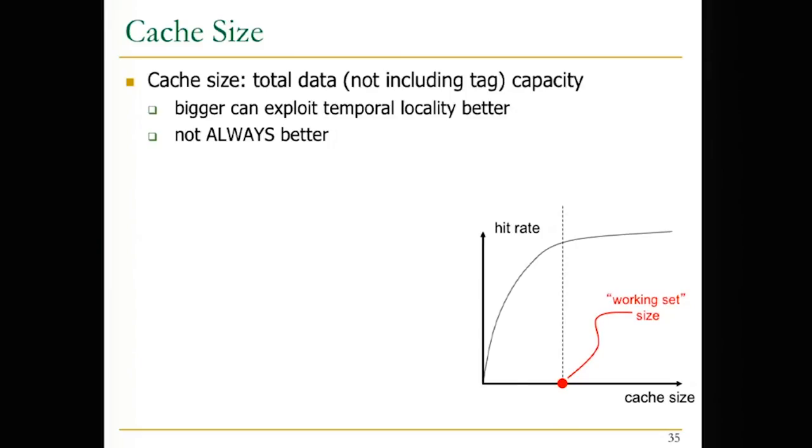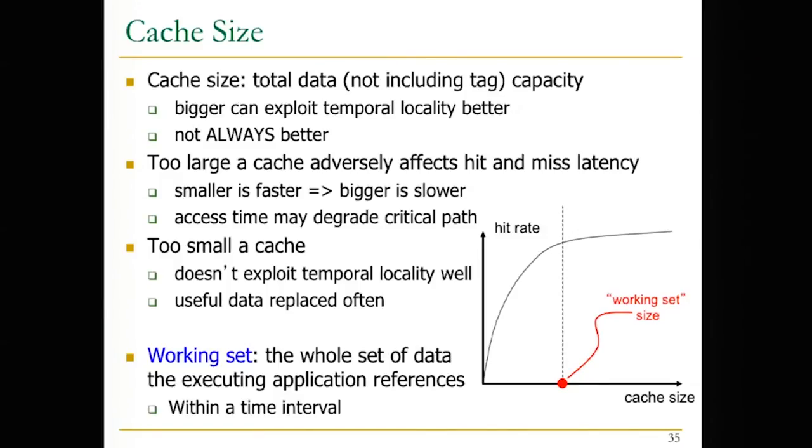Right? Of course, bigger can exploit temporal locality better, but not always better. Right? So this is one classic example of cache size versus hit rate. As cache size increases, hit rate increases, but at some point it tapers off again. Again, not always, right? It may be a step function also. Usually where the hit rate tapers off is called working set size. Working set, let's go back here. The whole set of data the executing application references within a time interval. I've defined this earlier, but that's essentially what a working set is.